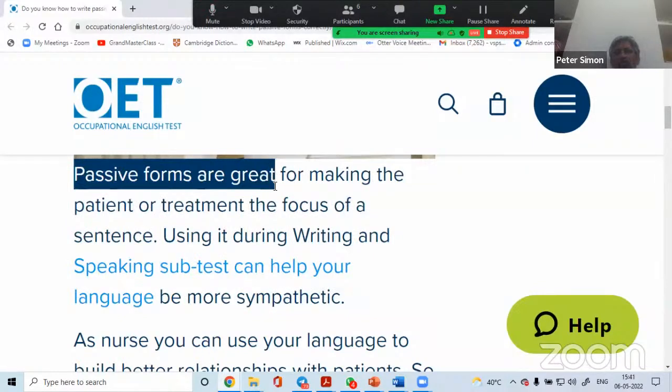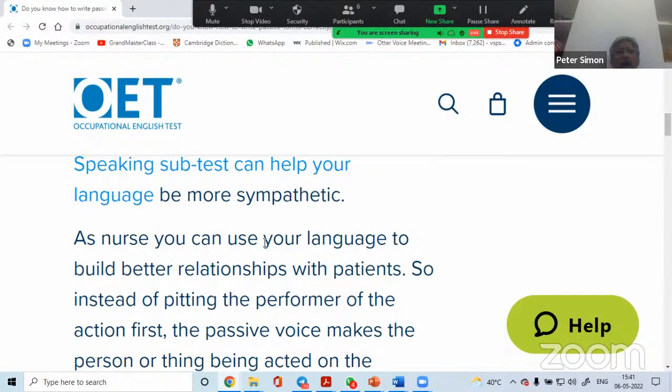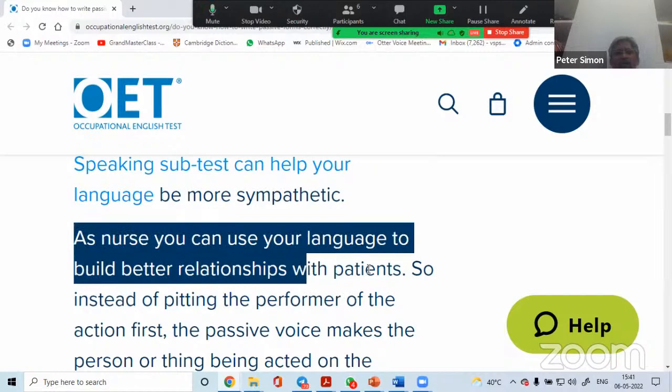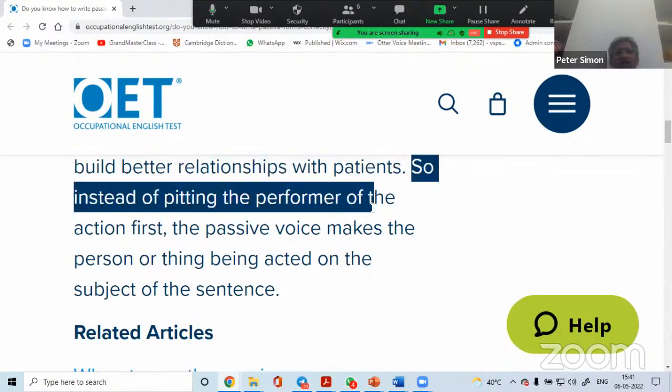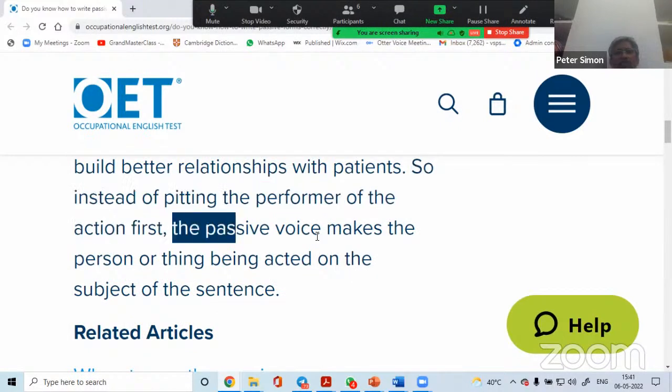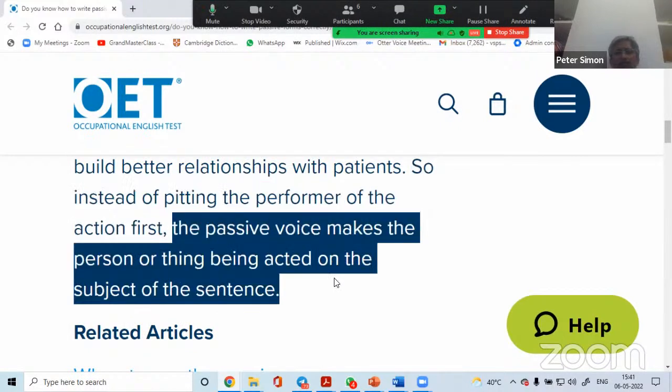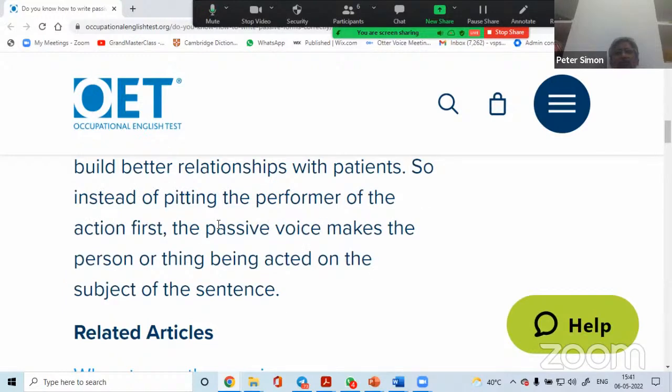And why don't you use passive forms? As a nurse, you can use your language to build better relationships with patients. So instead of putting the performer of the action first, the passive voice makes the person or thing the subject. The passive voice is important.